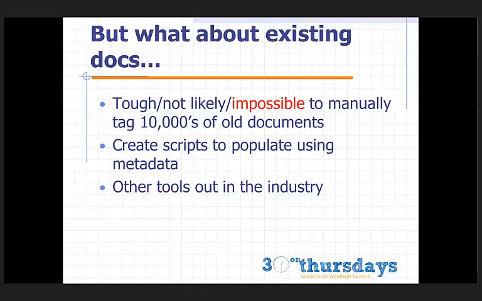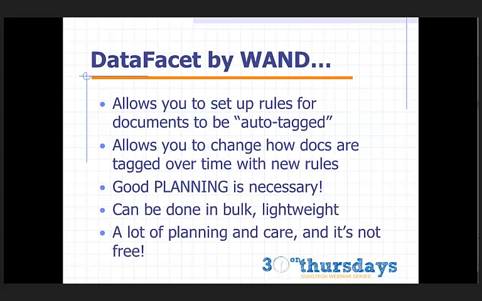There's a tool called DataFacet by Wand, and it basically allows you to create rules to let your documents in document libraries be auto-tagged. It's really powerful. It allows you to change how documents are tagged over time. You can reapply rules and amend the rules. So as your business changes, you can change your tags along with it, which is fantastic because people change what they call things. People change how they organize things. People restructure all the time. So when I saw this product, I was really impressed by all of the capabilities that it had.